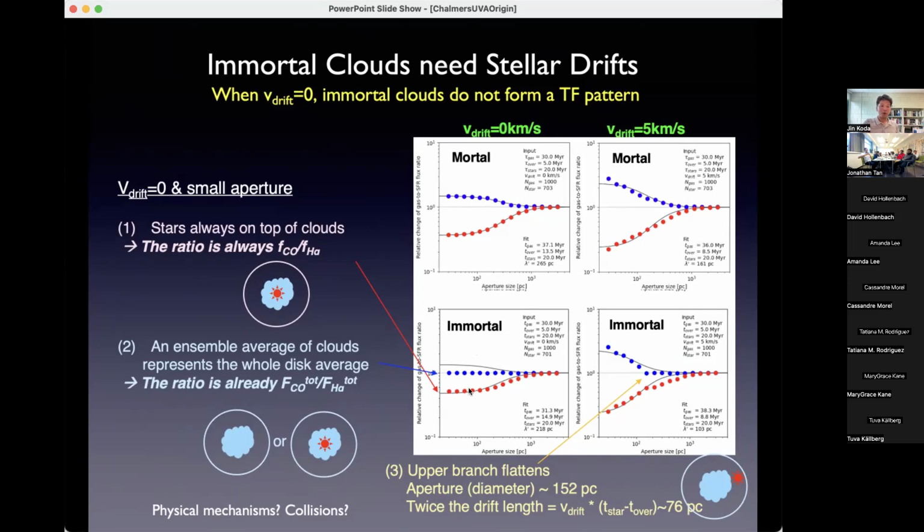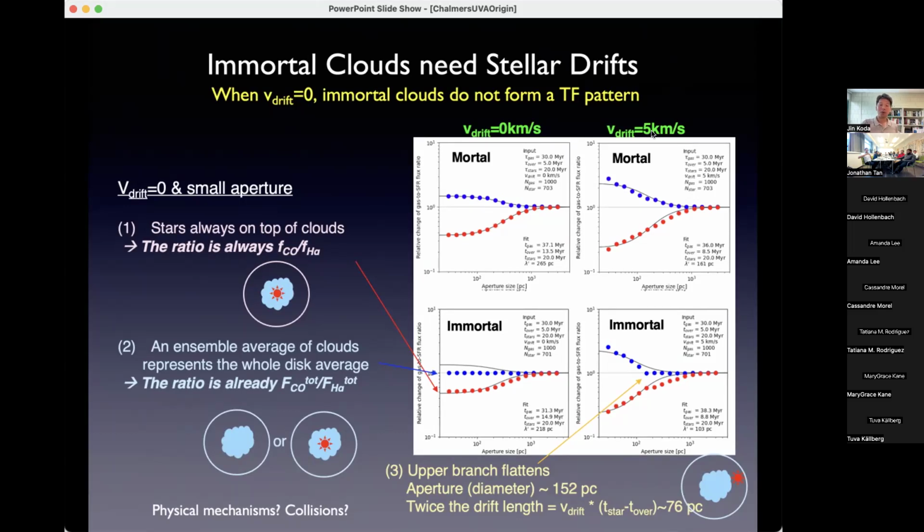It's easiest to explain from the bottom branch. If you put the aperture on top of stars, you always find the gas particles. So the ratio is the flux ratio of each molecular cloud, and it's constant until your aperture starts to include molecular gas without star formation. For the blue points, the aperture is very small, but you still sample molecular clouds with and without star formation, the general population nicely. So even if the aperture is small, the ratio you get is the average ratio over the entire disk. That's why even if you change the aperture size, it stays constant. And that's the big difference between modal cloud and immodal cloud.